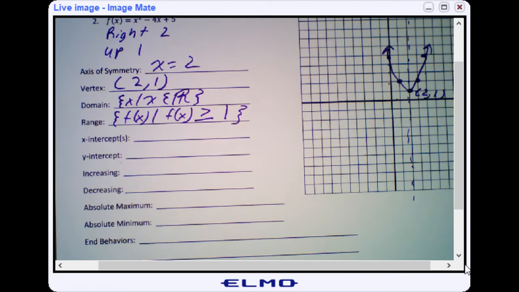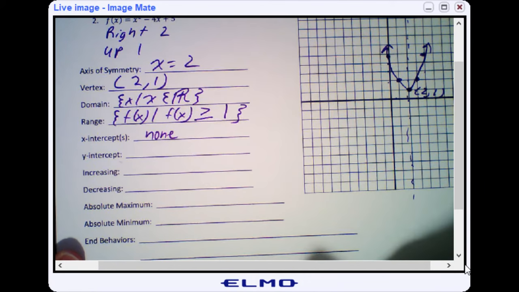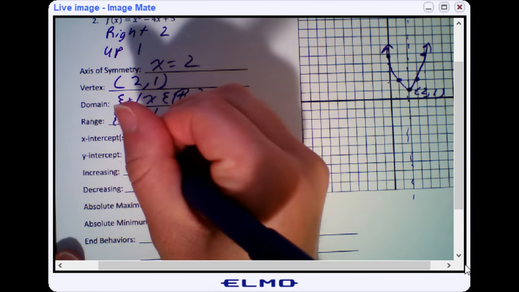My x-intercepts for this graph will be none. I never cross or touch the x-axis. My y-intercept is going to be at 5.